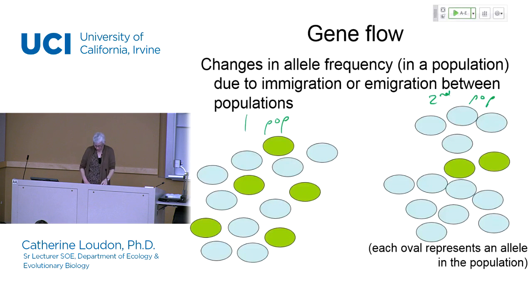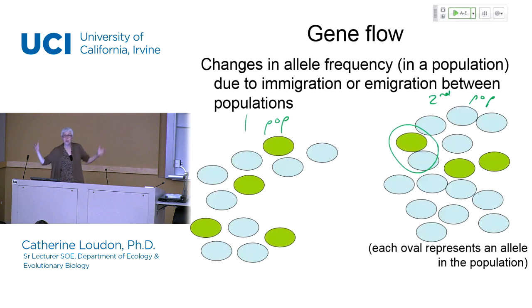Well, let's see one move. Here we go. There's the individual and it went, right? And it's diploid, so it had two alleles and it took them with it. Notice that both the allele frequency in the population from which it left and the population to which it moved have now experienced a change, because this was a heterozygote. So now the allele frequency of green alleles went up on the right and down on the left.